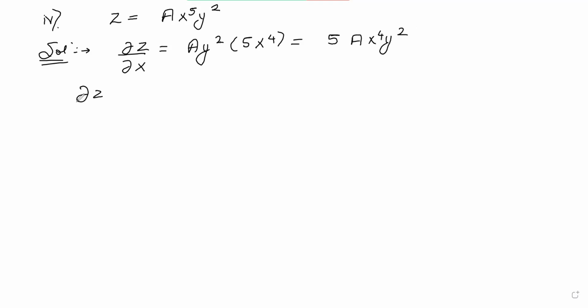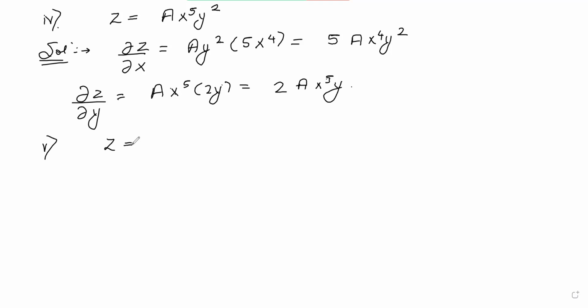And when I partially differentiate z with respect to y, I treat x as a constant. So it's a x to the power 5, and the derivative of y square is 2y. So my answer is 2 a x to the power 5 y. This is del z by del y. Okay, so let's look at part 5 now. Part 5 is as follows. z is equal to e to the power (x square minus y square).